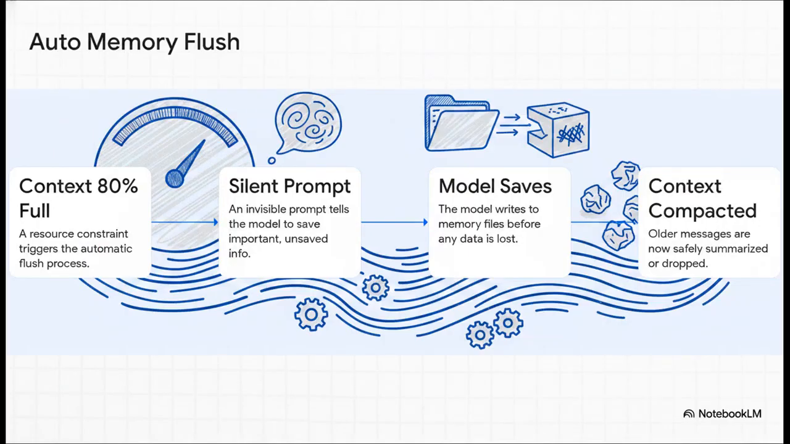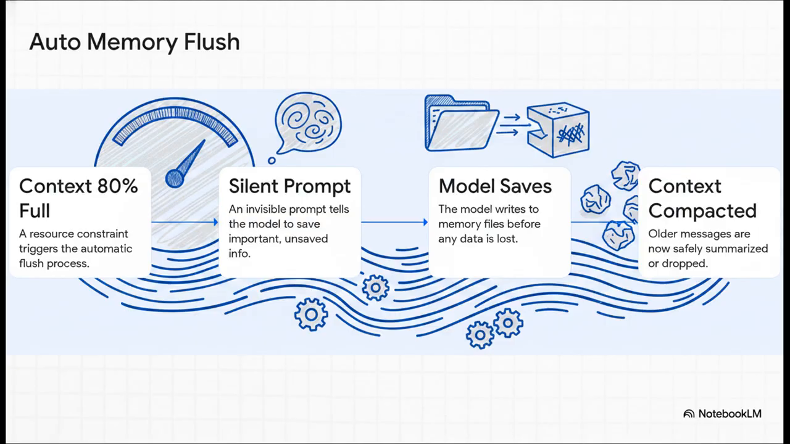This might be the most elegant piece of engineering in the entire system. It's called the automatic memory flush. When the context window gets about 80% full, OpenClaw triggers a silent, invisible prompt in the background. It basically tells the model, hey, we're about to run out of space, do me a favor and review this conversation one last time and save anything important to the memory files. The model does its thing, updates the files, and only then are the older messages safely compacted or dropped. The user never even sees it happen.